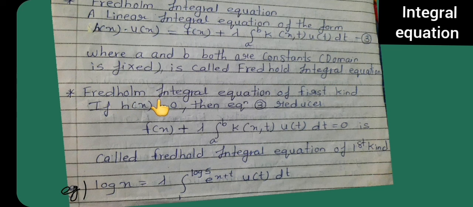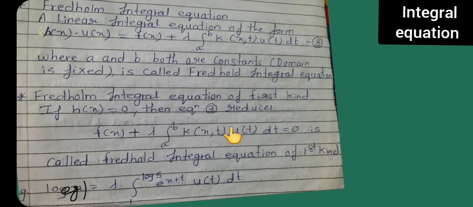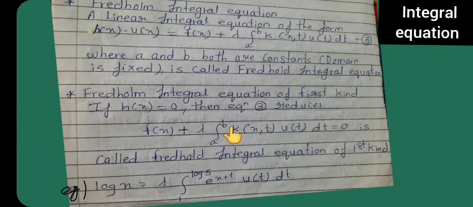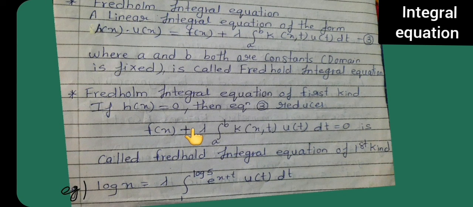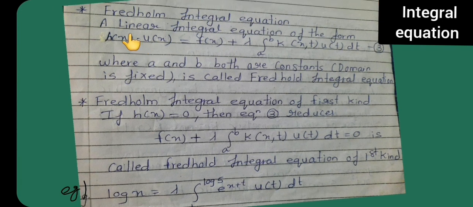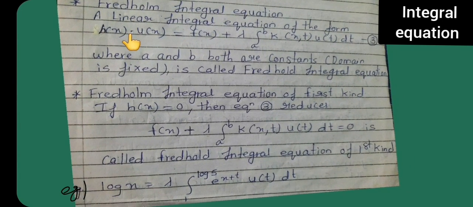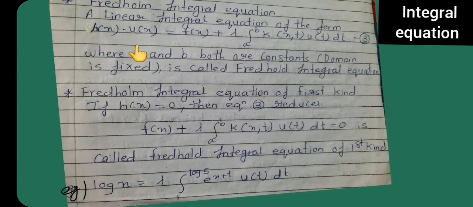Next is Fredholm integral equation of first kind. When you say it is a first kind Fredholm integral equation, when your h of x is equal to 0 and this equation 3 will reduce to f of x plus lambda integral from a to b k of x comma t u of t dt is equal to 0. Because if my h of x is equal to 0, then this term will become 0. Okay. Next.